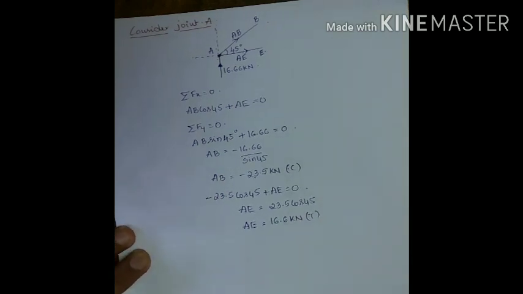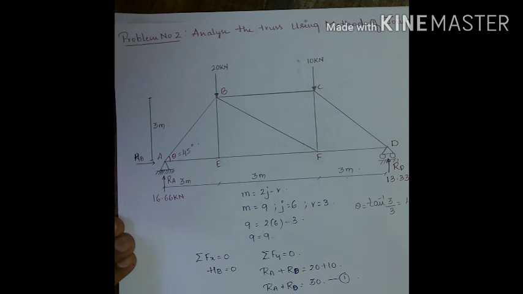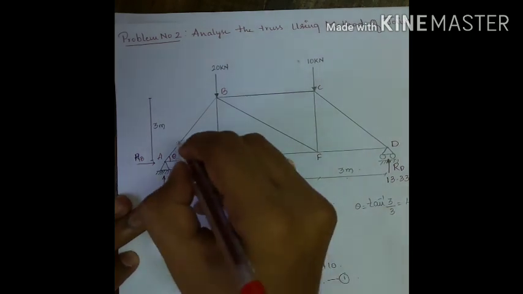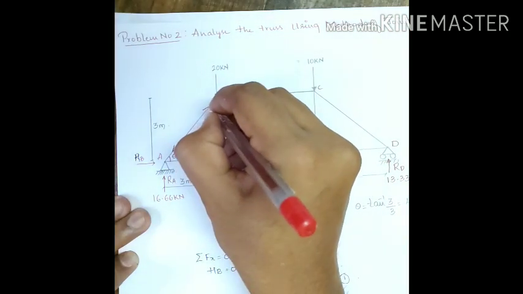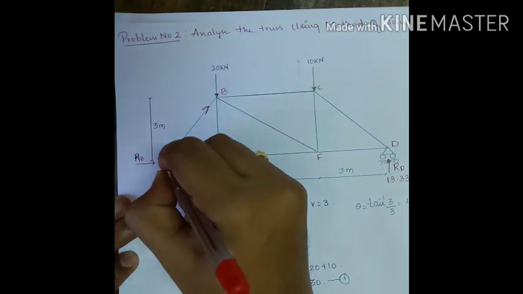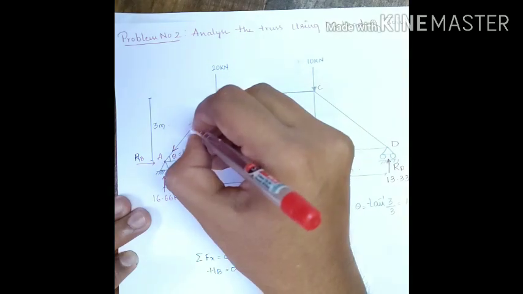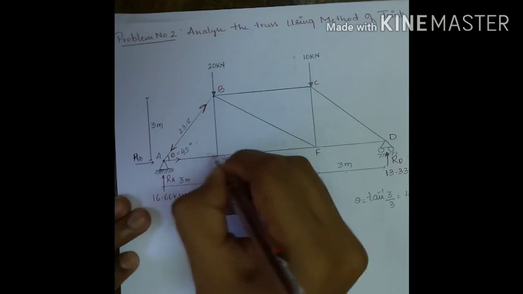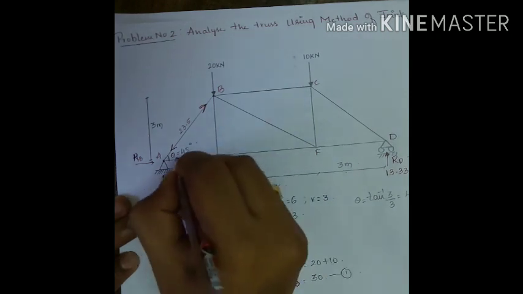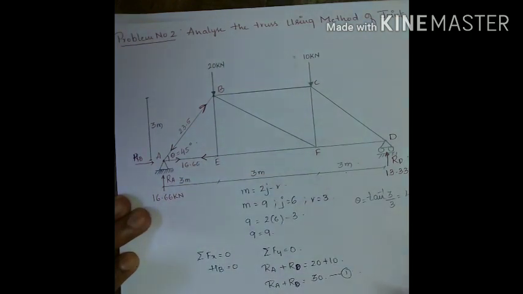Now taking this figure, we need to put the exact direction. AB is under compression, so I'll write compression here. I'll show this compression on the opposite sides. With respect to this joint, this is under compression. The compression force is 23.5, and these are under tension. This is the 16.66 force.